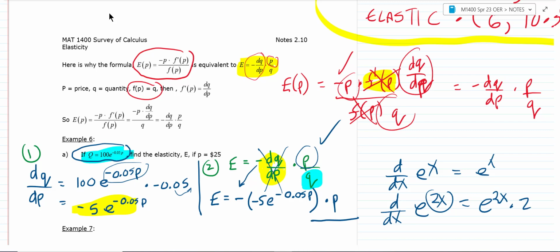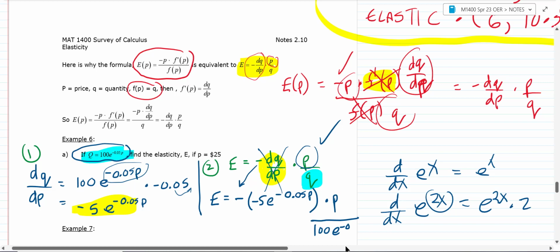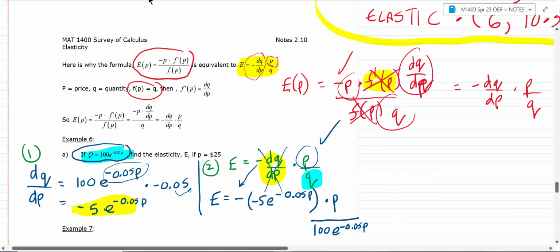So in blue, you have 100 e to the negative 0.05p like that. Okay, so what you're doing is you do the derivative, and then you just end up plugging in for dq over dp, and then you end up plugging in for q. Okay, are you guys with me on what I've done?